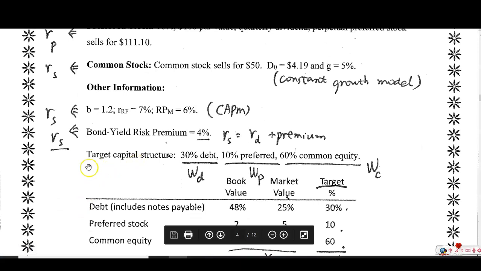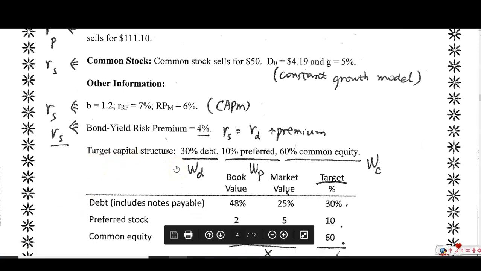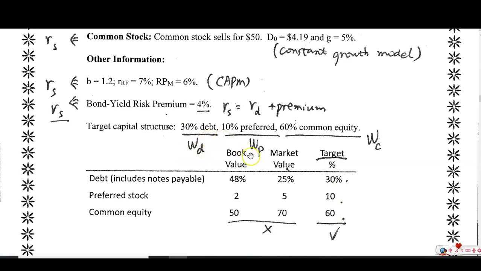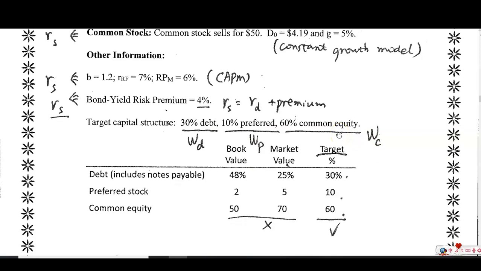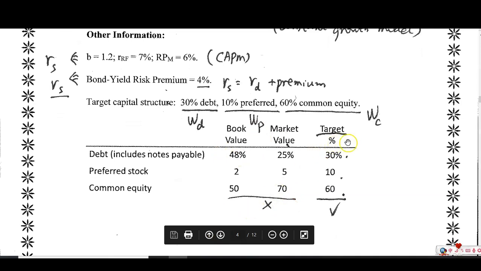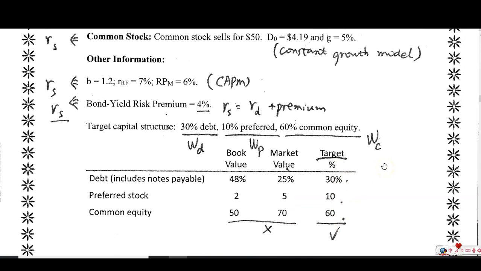For the three weights, we're going to use the target capital structure: 30%, 10%, 60% for WD, the weight for debt, WP, the weight of preferred stock, and WC, the weight of common equity. It's given here that for these three components we have the book value weights and the market value weights, but we're not using any of these. We're using the third column here, the target weights. So here is all the information we know.